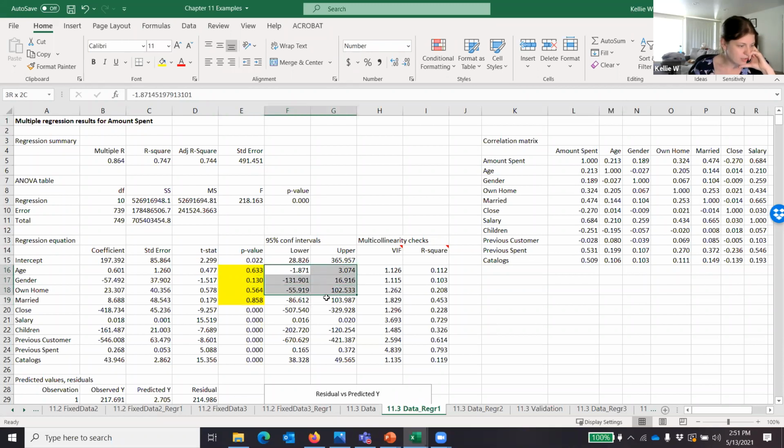Notice these all have 0 included in their confidence intervals. This one has a t-stat that's troublesome too. Okay, so this is probably a good place to start. That's where I would start.